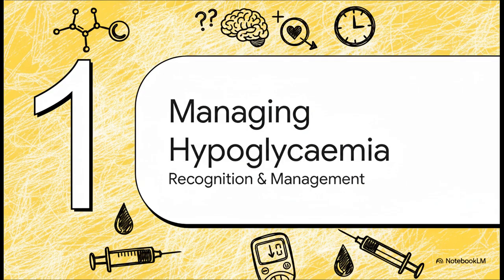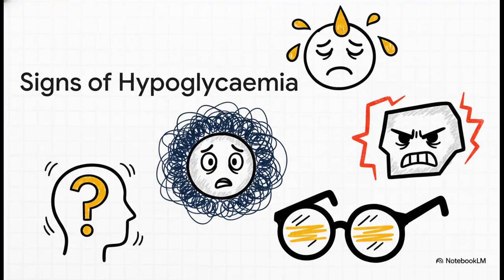Okay, let's dive right into the big one. We're starting with the most common and, frankly, the most acutely important side effect you'll encounter: hypoglycemia. Getting a solid grip on how to recognize and manage this is absolutely fundamental for anyone who prescribes insulin. It's non-negotiable. So where do we start with management?